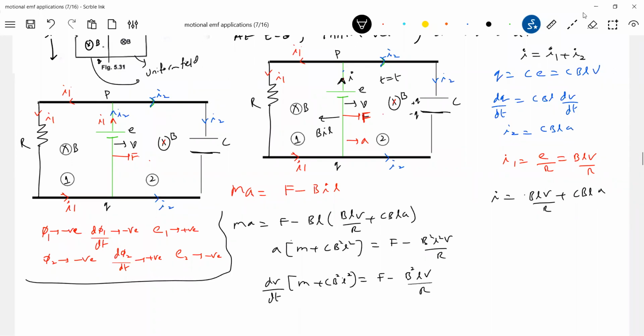Because of acceleration, speed will continuously increase. As the speed v increases, the current I will also increase. And at one instant, BIL will balance applied force F. Then acceleration will become 0. Then the charge across capacitor remains constant, so there won't be flow of current. And it will attain terminal velocity. Try to analyze. Mathematically, you take help of this one. Get expression for V as a function of time.